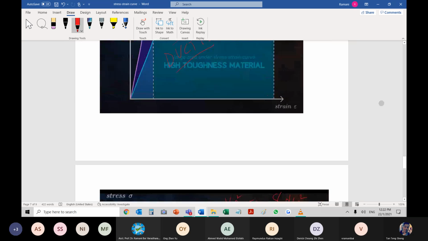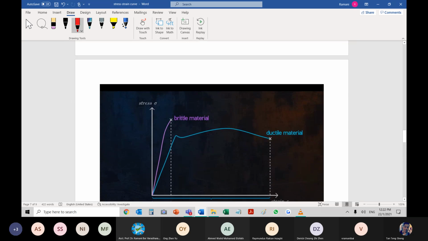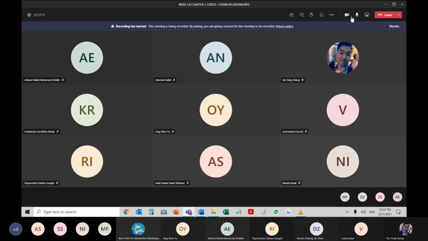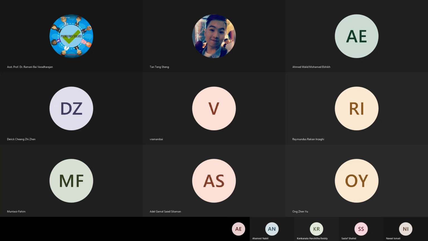Any question? I stop here. Your calculation, I also have many other things to settle. Any question at this point? Do you understand the material behavior? For the given loading?